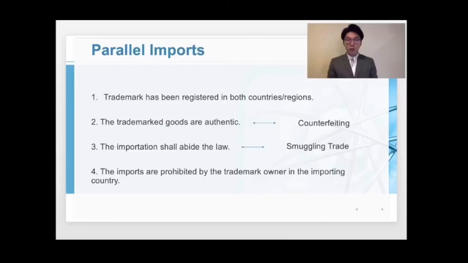So, in order to constitute a parallel import case, several features below must exist. First, the trademark in question has been registered in both countries or regions. Second, the trademark goods are authentic. Third, the importation shall abide by the law. Lastly, the imports are prohibited by the trademark owner in the importing country.